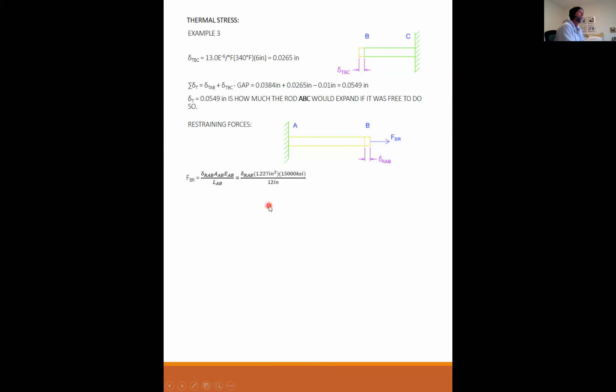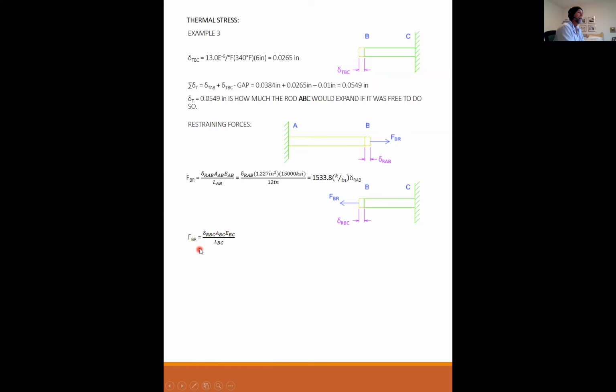So I plug in what I know. I have A, I have E, I have L. That gives me 1533.8 kips per inch times delta RAB. So that's going to be the relationship between the deformation due to the restraining force and the restraining force itself. For member BC, I have the same restraining force, and that causes delta RBC.